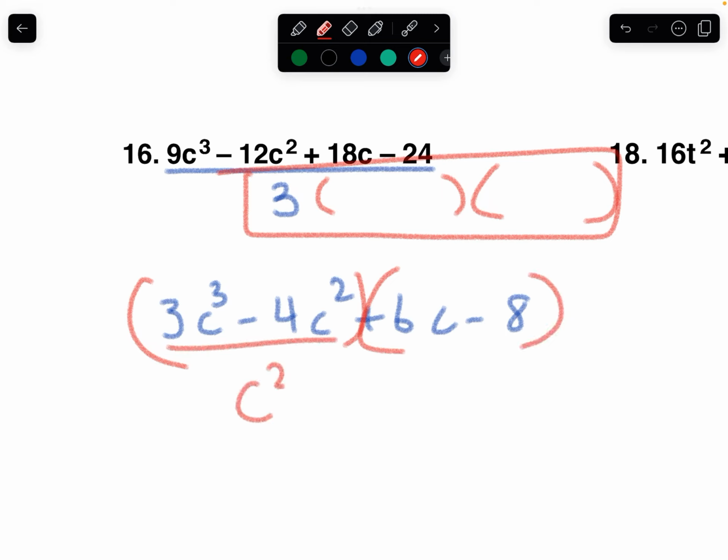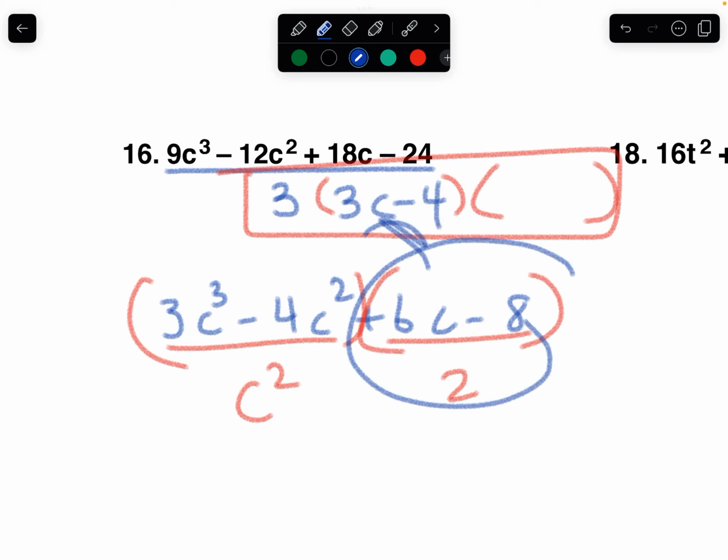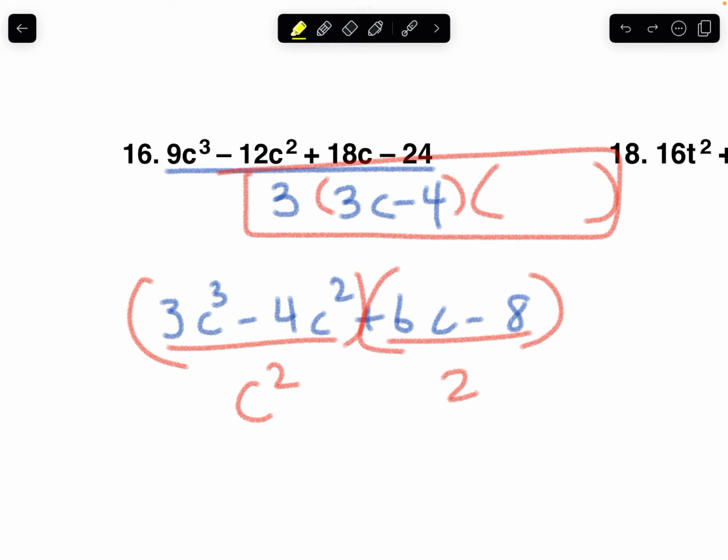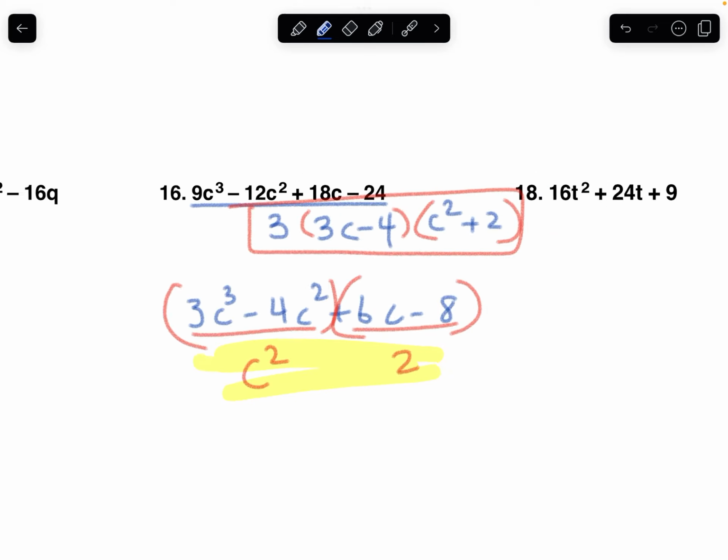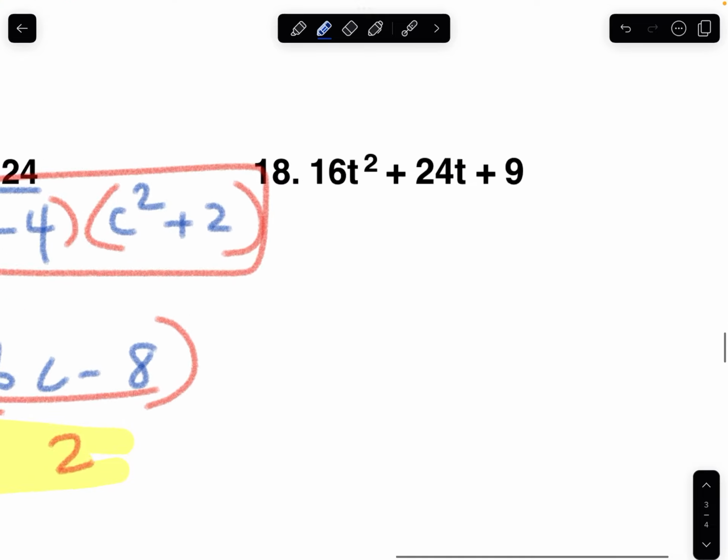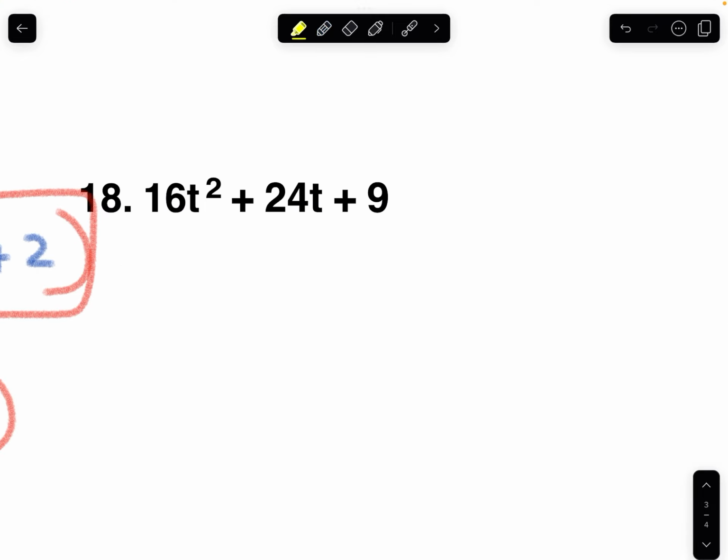Factor out c squared, factor out a 2. That gives you 3c minus 4. Yep, check and make sure you get that answer. You do, so that's right. And this answer here then is c squared plus 2. Can you divide anything here? Nope, nothing can divide in there.